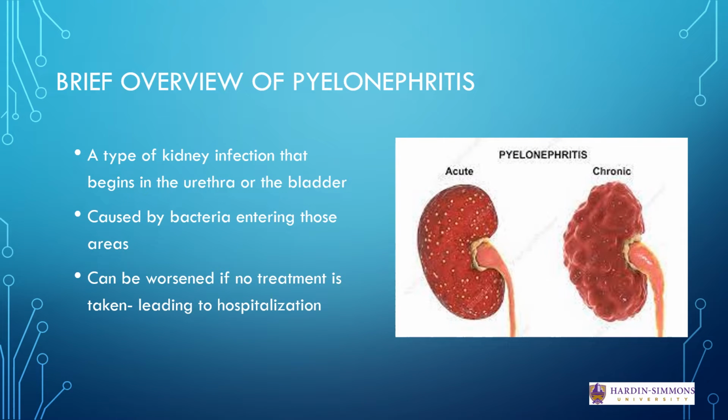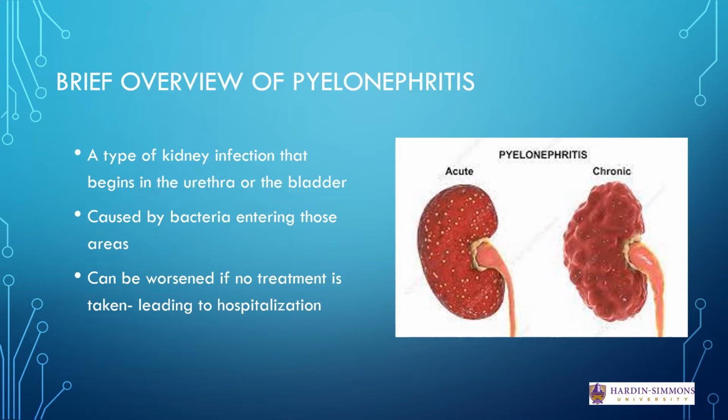A brief overview of pyelonephritis is that it is a type of kidney infection that begins in the urethra or the bladder. It's caused by bacteria entering within the urethra or within the bladder and then going upstream through your ureters and going into the kidney. It can be worsened if no treatment is taken and can lead to hospitalization.